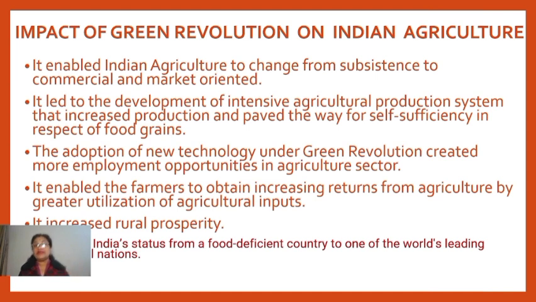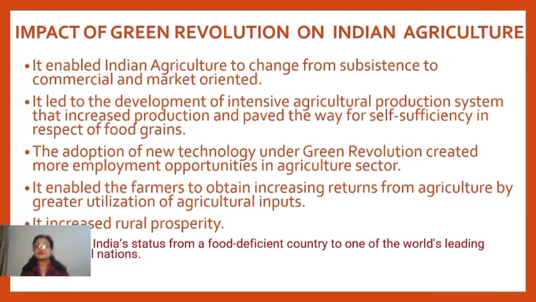It led to the development of the intensive agricultural production system. That means any land cannot be left without any crop. Many times you will see that in this type of farming, more than one crop is growing at a time on the field. So the land was totally utilized to produce crops. That was the practice which was introduced, and naturally it increased the production and paved the way for self-sufficiency, especially in food grains.